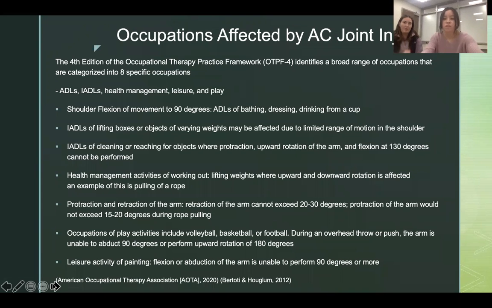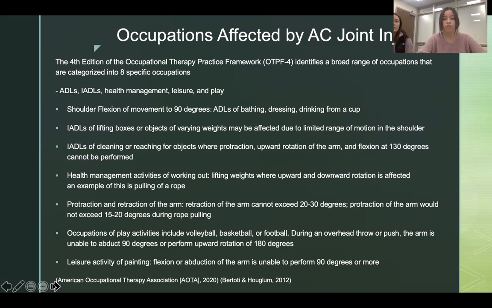So, occupations affected by the AC joint injury. The fourth edition of the Occupational Therapy Practice Framework identifies a broad range of occupations that are categorized into 8 specific occupations, which are the ADLs, IADLs, health management, leisure, and play. So with shoulder flexion and movement to 90 degrees, this is the ADL of bathing, dressing, and drinking from a cup. And then IADLs of lifting boxes or objects of varying weights may be affected due to limited range of motion in the shoulder.